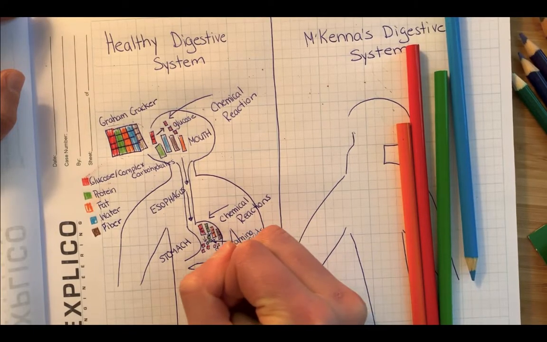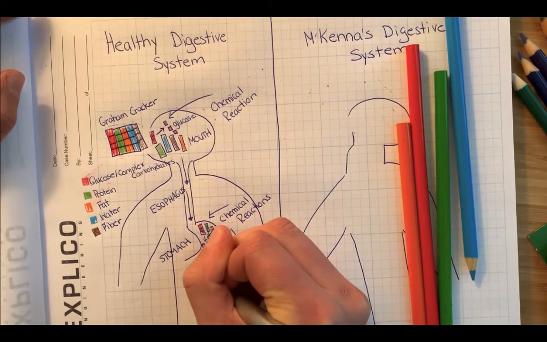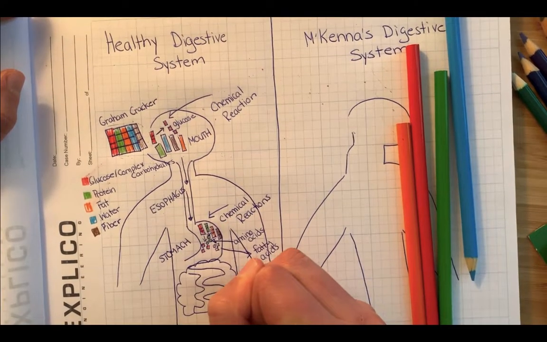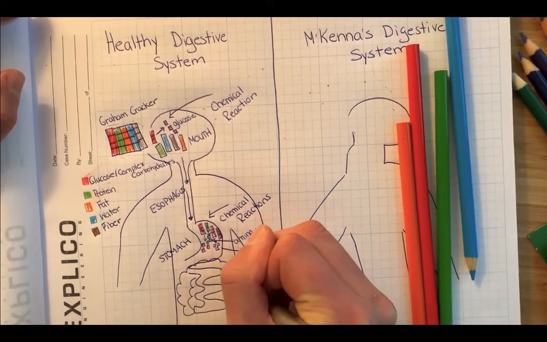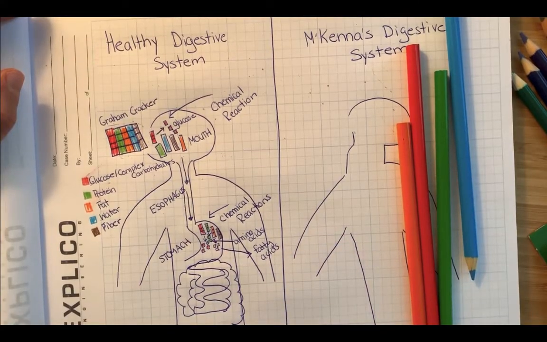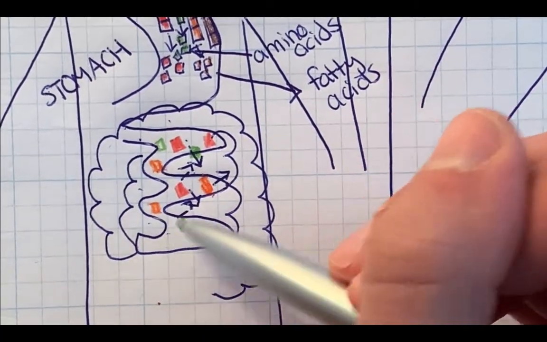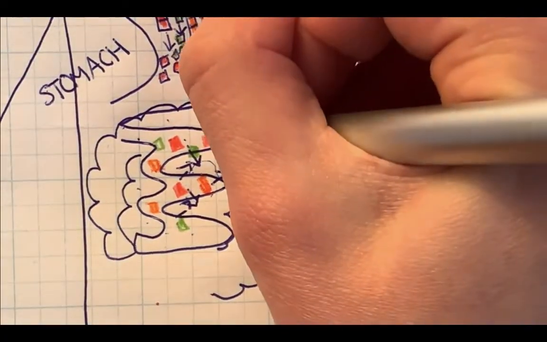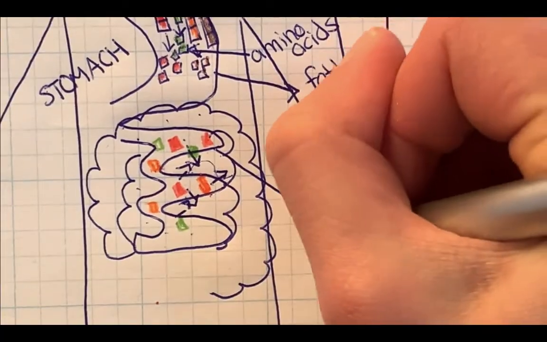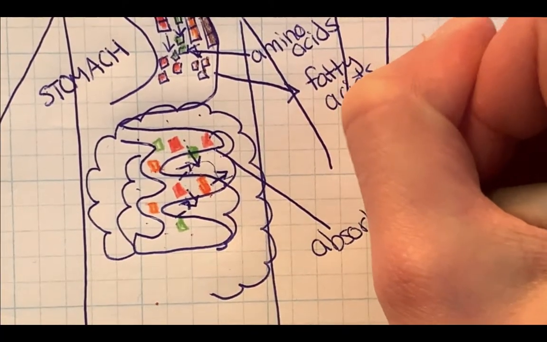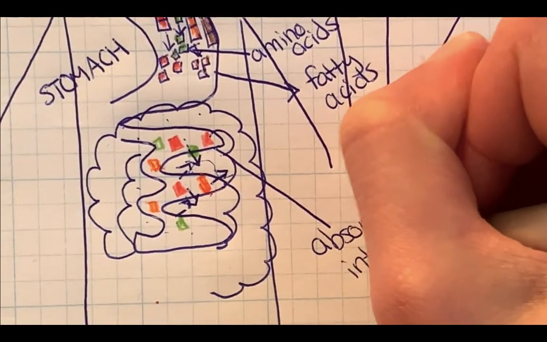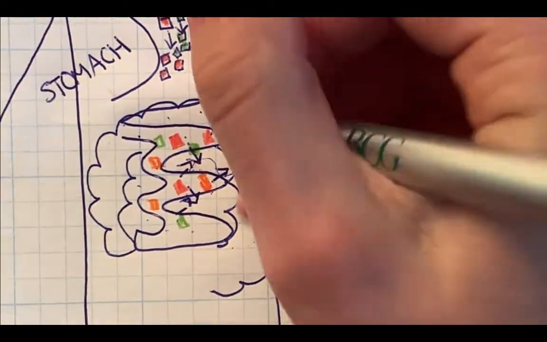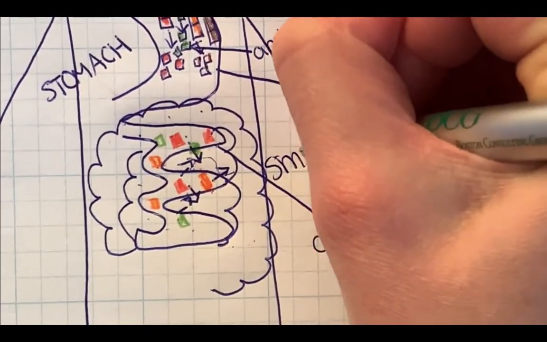Next, I've got the small intestine. Now remember that the small intestine is all wrapped up like this. And then around it, we've got the large intestine. I'm drawing the smaller food molecules that are broken up, and I know that they're being absorbed into the bloodstream, and I'm going to label that. Absorbed into bloodstream. I'm going to make sure I label that. Small intestine.